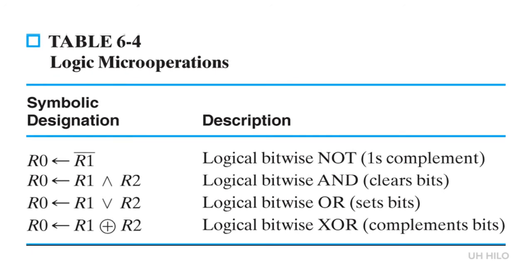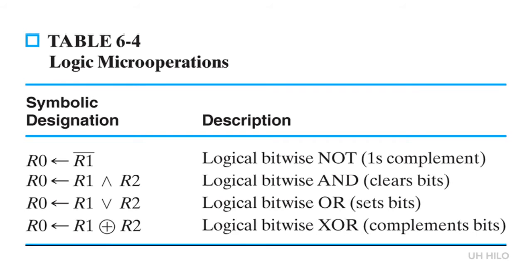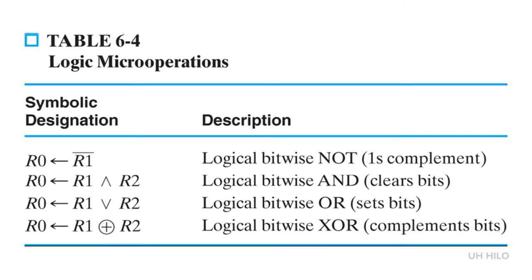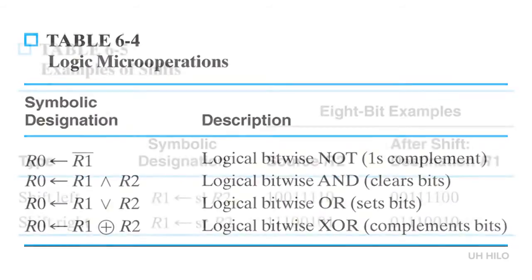Finally, the exclusive OR microoperation can be used to complement one or more bits in a register. x XOR 1 is equal to x', and x XOR 0 is equal to x. When a variable is XORed with 1, we get the complement, and we can use this to derive one's complement. We can also use this technique in masking.